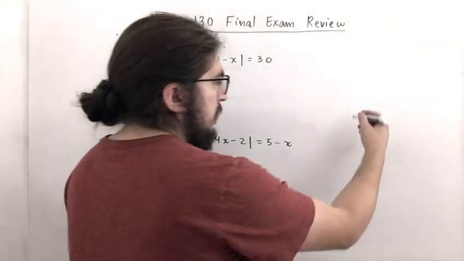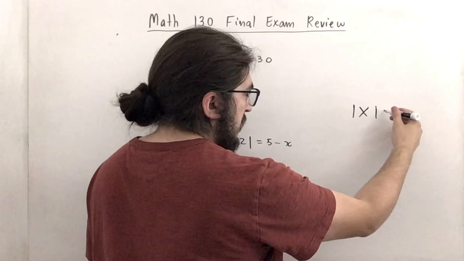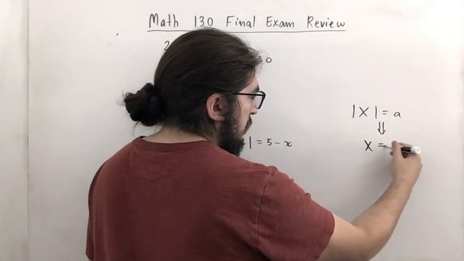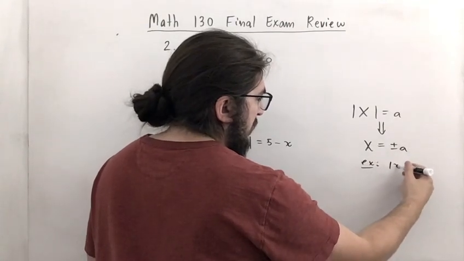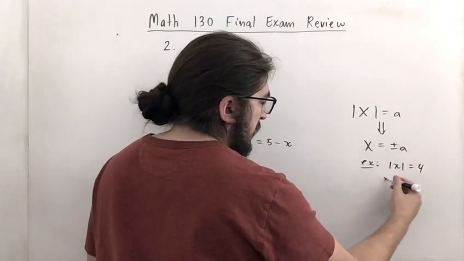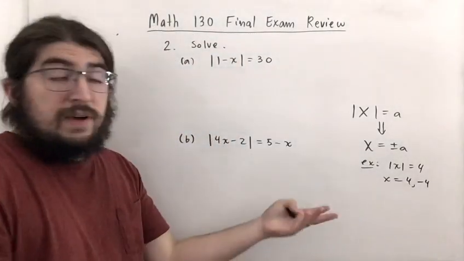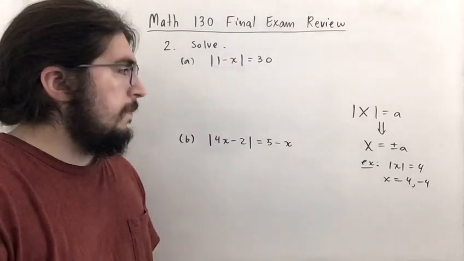So let me give you an example here. Let's say you have the absolute value of some expression equals a. Well, this implies that the inside expression x is either plus or minus a. For example, if the absolute value of x is equal to 4, then this means x itself must have been 4 or negative 4. Those are both valid solutions, right? The absolute value of 4 is 4, and absolute value of negative 4 is also 4.